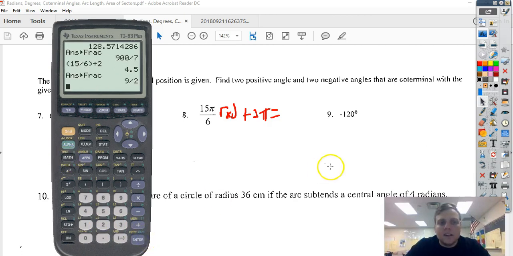Math, enter, enter, and I get 9 pi over 2. Boom, there's one positive. So how can I find another positive? I'm going to let you do that. Okay? Well, how can I find a negative one?